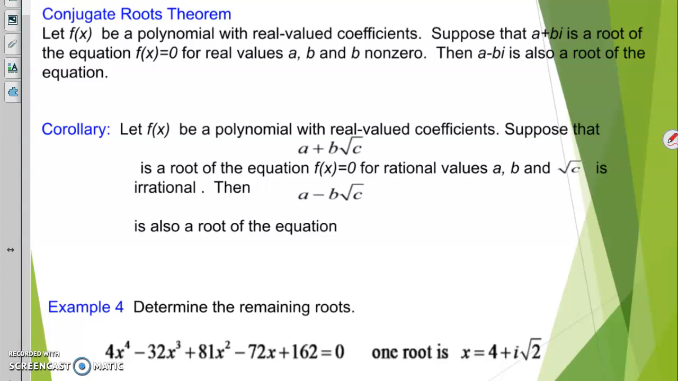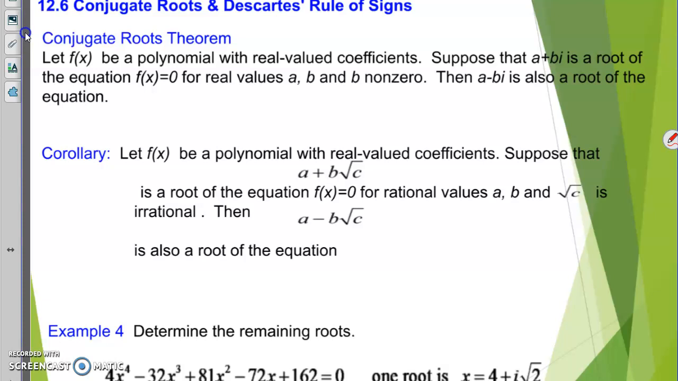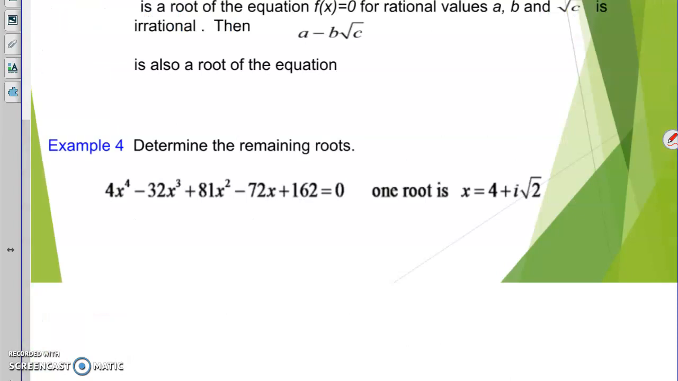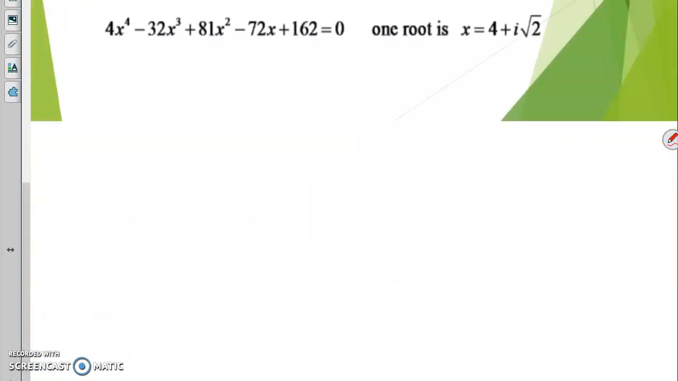And if you want to pause right away to read through this here, these are conjugate roots and Descartes' rule of signs. Feel free to do that. I'm going to do this problem here for you now.